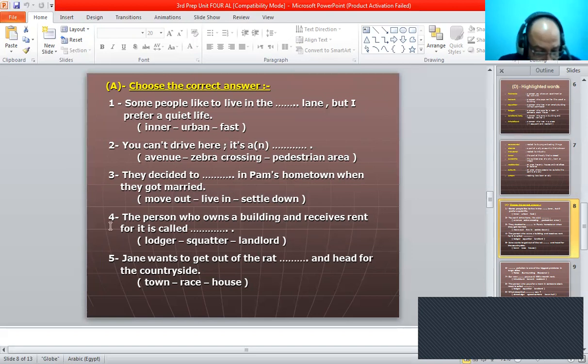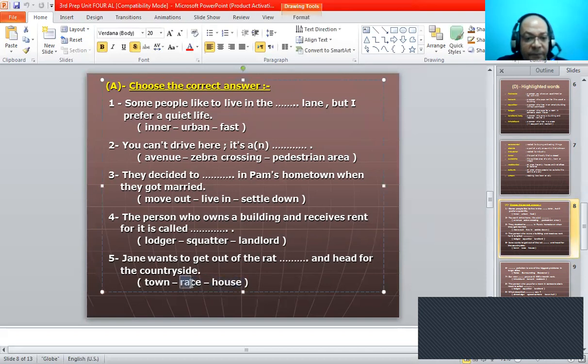Number 4. The person who owns the building and receives rent, so that is a landlord, the owner of the place. Number 5. Jane wants to get out of the rat race and head for the countryside. Rat race. She wants to get out of all this crowding, out of the area full of crowds and pollution, and wants to go to the countryside. Okay? Let's move to the one after.